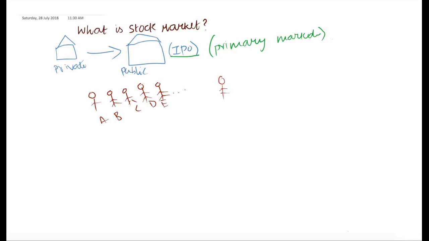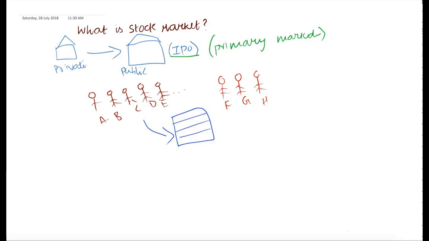If there are some other people eager to buy stocks of this company, for example F, G and H, they can't buy directly because the IPO has already expired. Now they can buy the stocks of that company via the stock exchange. A stock exchange is a place where people can buy and sell stocks of a public listed company. So this is the stock exchange. Here people can sell and buy.